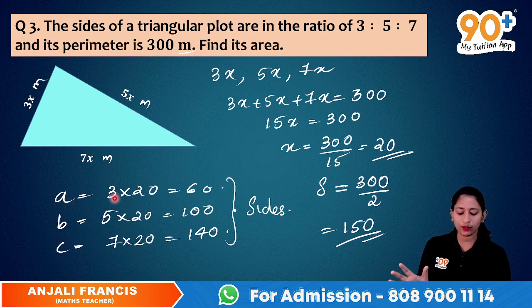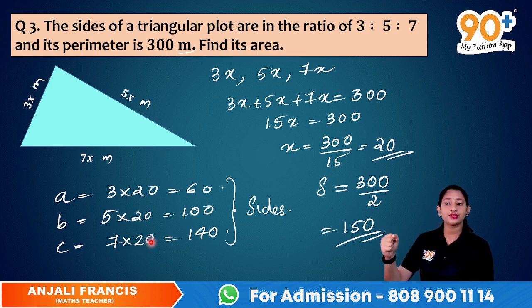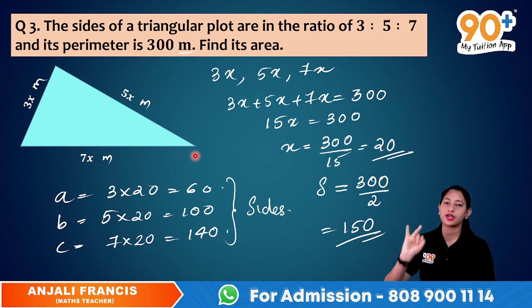So a is equal to 3 into 20. 3x on top. 3 into 20 it will be 60. B is equal to 5 into 20 it will be 100. And C is equal to 7 into 20 it will be 140. So these are all the exact measurements of sides. ഈ ട്രയാങ്കിളിന്റെ എക്സാക്ട് മെഷർമെന്റ്സ് ആണ് പറഞ്ഞിരിക്കുന്നത് in the 60, 100 and 140.